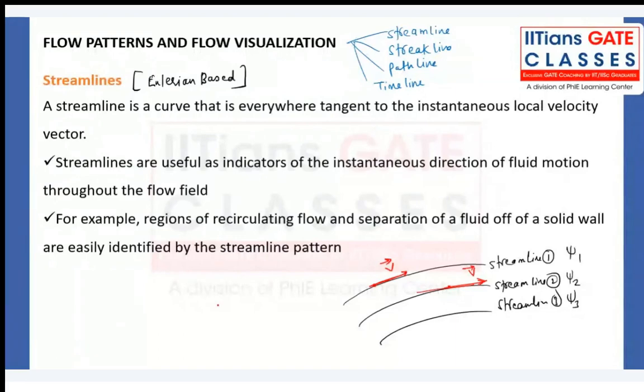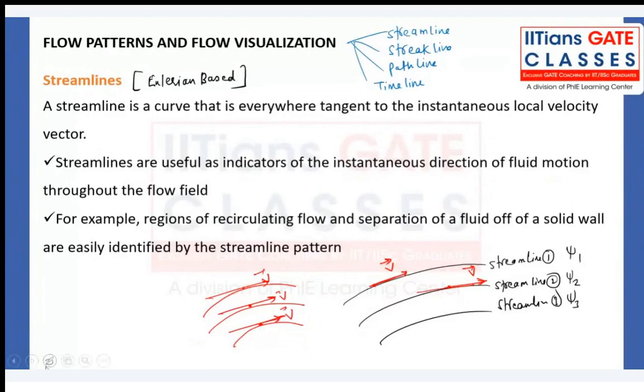Whenever the flow is like this, the pattern of the streamline will shift like this, in such a way that whenever you draw the tangent, you get the direction of the velocity field. It is one of the important tools or indicators for the instantaneous direction of the fluid motion.